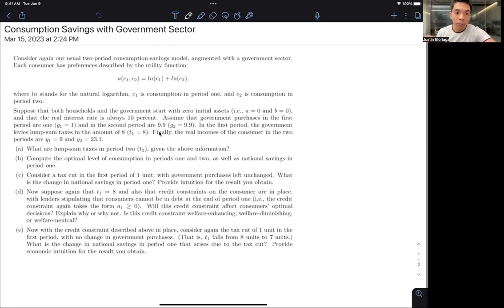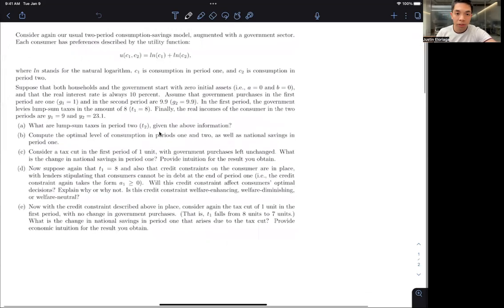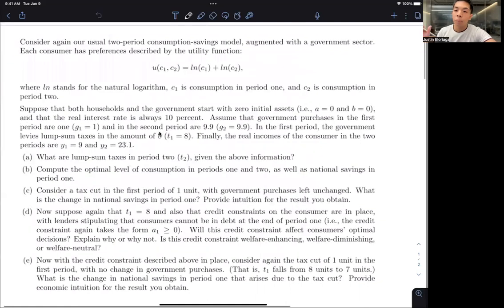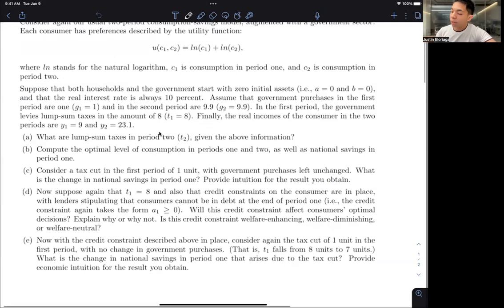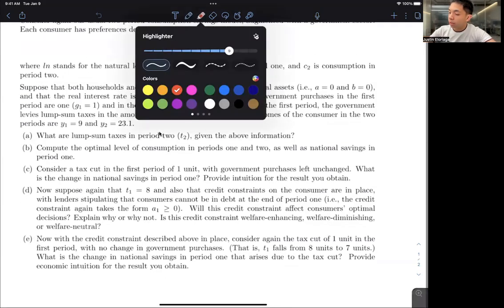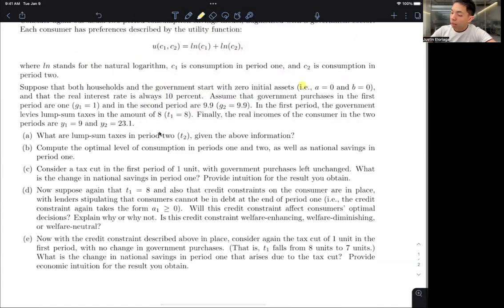Consider this example. We have our simple two-period consumption savings model, but we augment it with what we call a government sector. So now this is starting to look more like a real macroeconomy with the government. Each agent in this economy, this representative agent, has a log utility function, ln C1 plus ln C2. Let's underline the pertinent information.